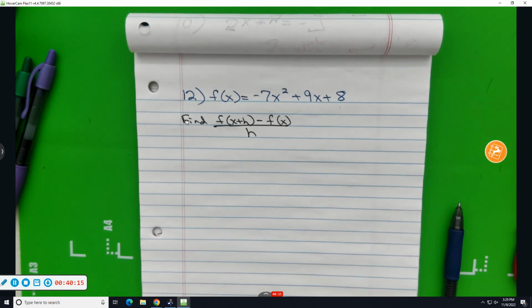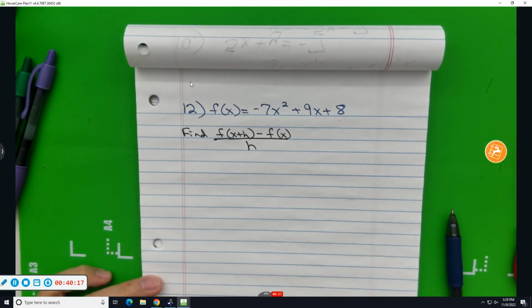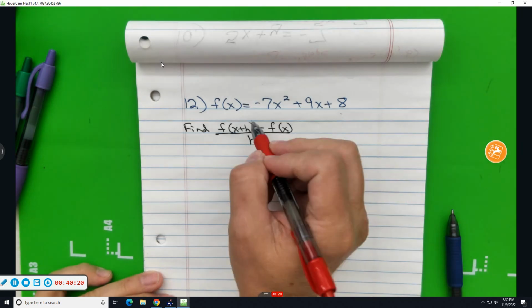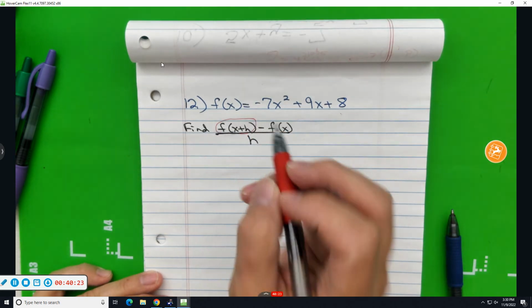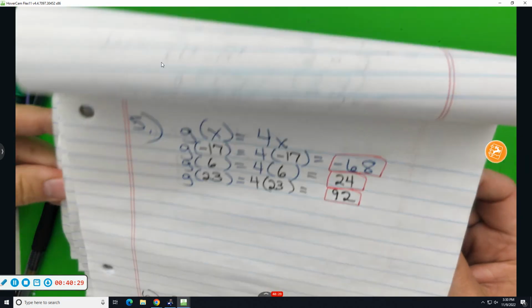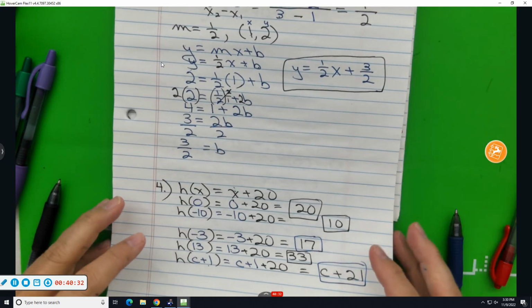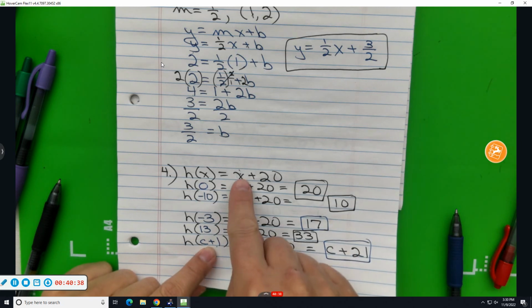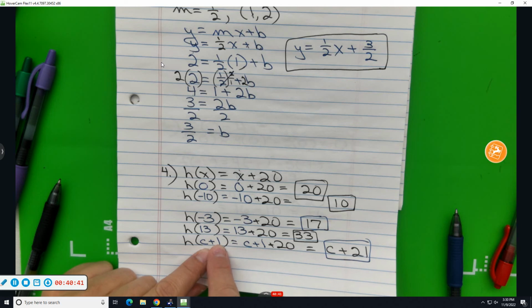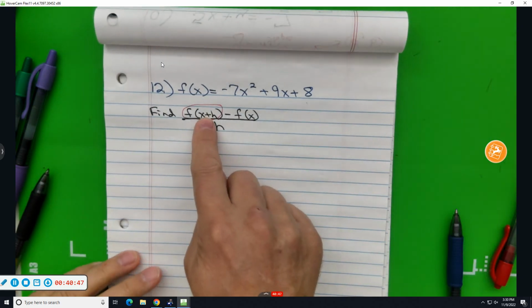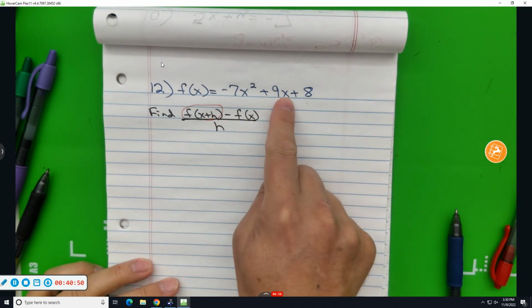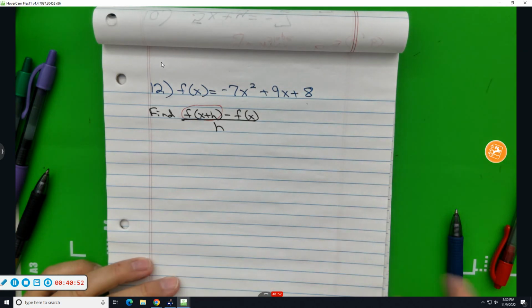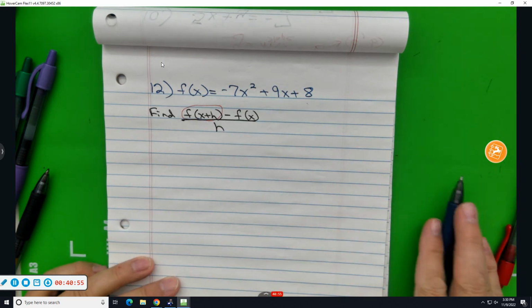When I'm simplifying a difference quotient, I break it into three parts. The first thing I do is find f of x plus h. Do y'all remember this problem back here that we did a few minutes ago? Number 4. Remember that h of c plus 1? That says go to h and replace the variable with whatever's in the parentheses. So here, for f of x plus h, I'm going to have to go to the function and wherever I see a variable, replace it with x plus h. That's right.